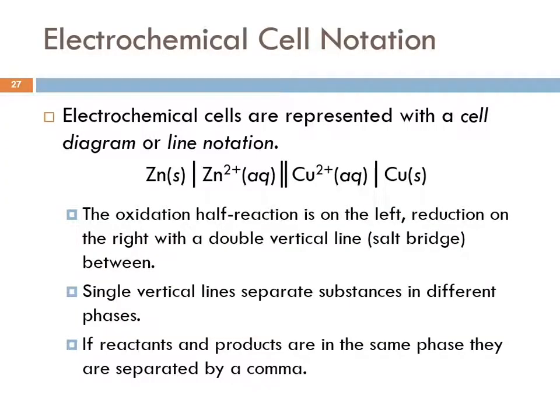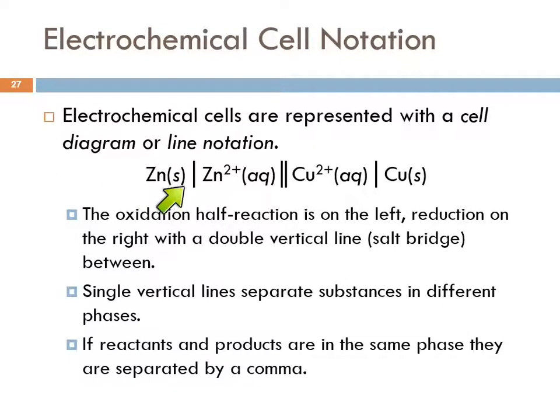We have a shorthand way of representing electrochemical cells. It's called a cell diagram or line notation. So that cell that we were looking at, we're going to put the oxidation half reaction on the left side and the reduction reaction on the right side. And so we've got zinc and zinc ions.